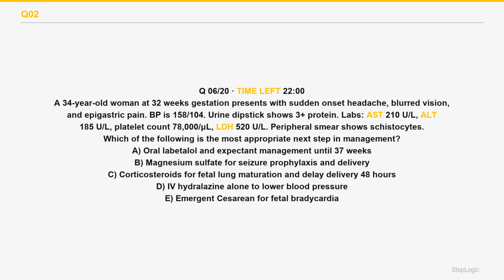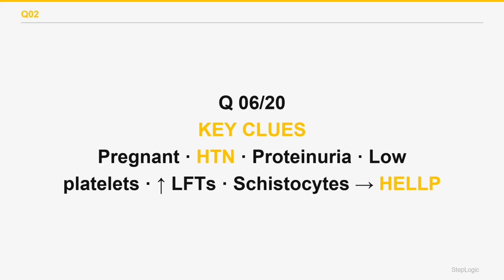Read the question stem and choose the most appropriate next step. BP 158/124, proteinuria, thrombocytopenia, elevated LFTs, schistocytes at 32 weeks, that is HELLP syndrome. HELLP: hemolysis, elevated liver enzymes, low platelets, a severe variant of preeclampsia. Management hinges on two pillars: prevent seizures with magnesium sulfate and deliver.